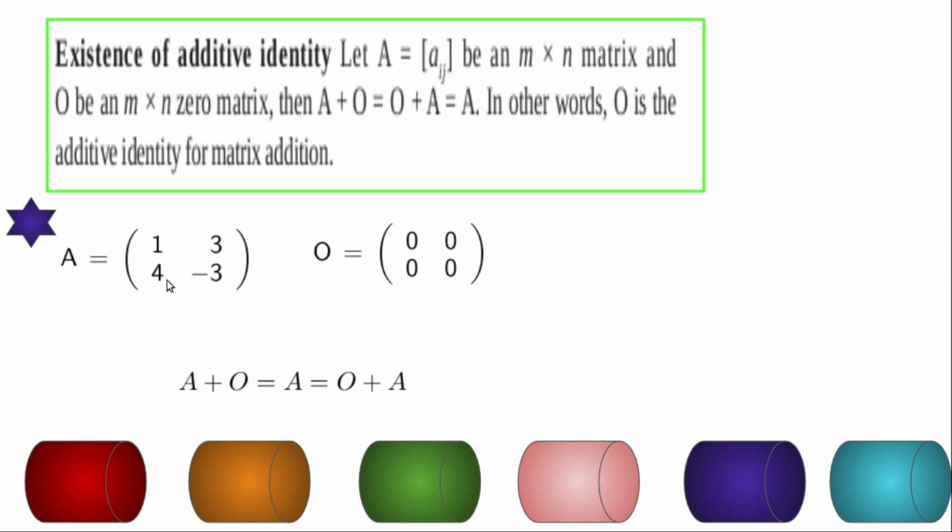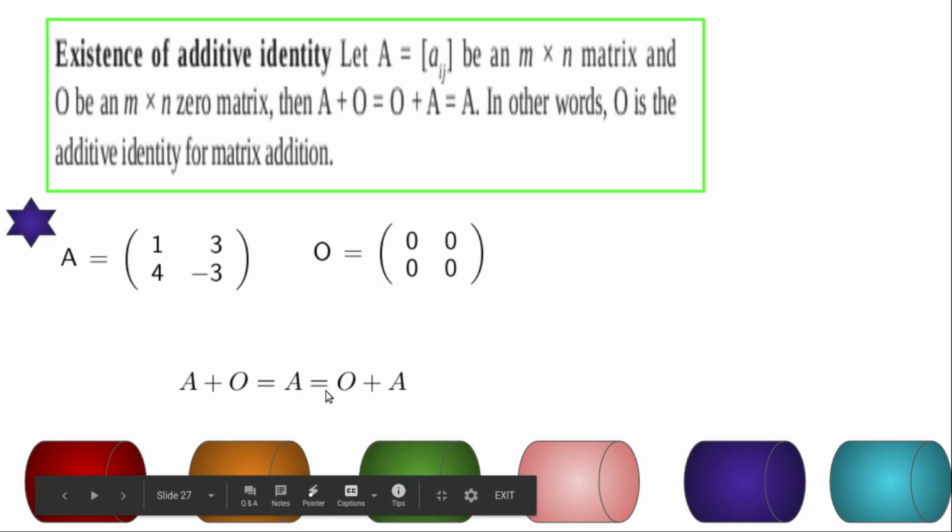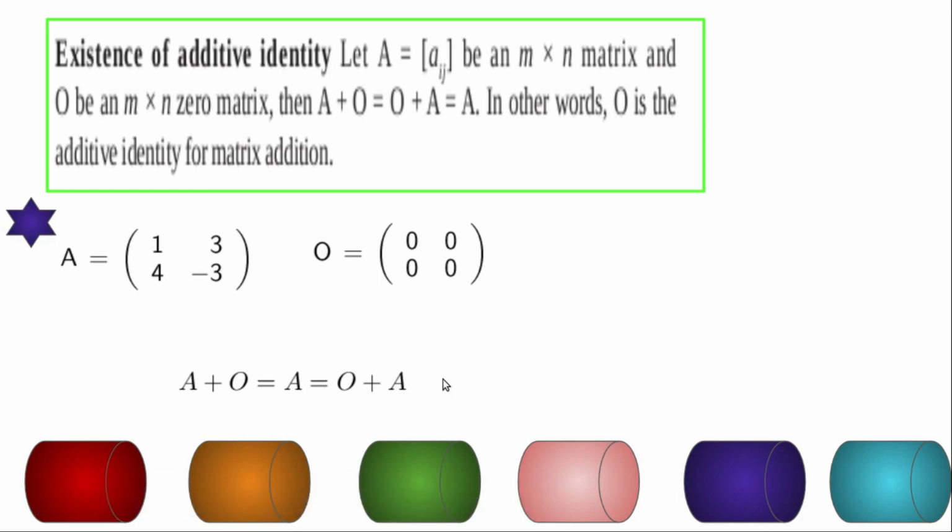For example, consider A equal to a matrix 1, 3, 4, minus 3. Now here A is of order 2 by 2, then we have to take zero matrix of order 2 by 2. Suppose A is a matrix of order 3 by 2, then we have to take 0 matrix of order 3 by 2. Now here A is 2 by 2, so 0 matrix is also of order 2 by 2. And we have A plus 0 is equal to A, which is equal to 0 plus A. So this 0 matrix is the additive identity. If A is a matrix of order m by n, 0 matrix of order m by n is the additive identity.